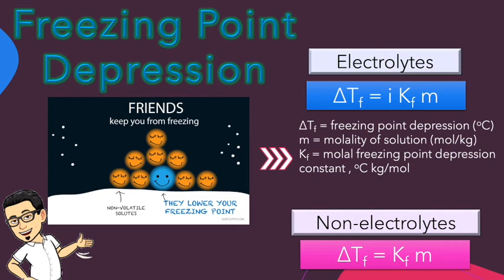K sub F is the freezing point depression constant, and i is the Van't Hoff factor. The freezing point depression constant changes depending on the solvent, and the Van't Hoff factor accounts for the number of particles that a dissolving solute creates in solution.